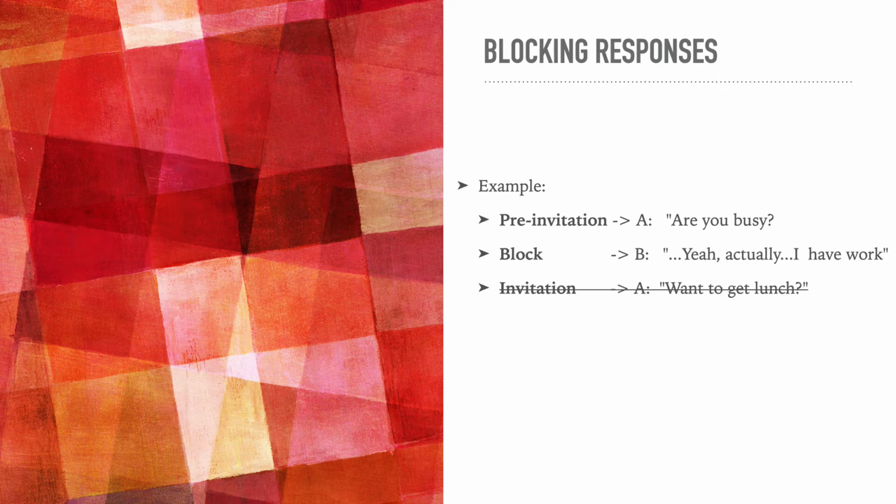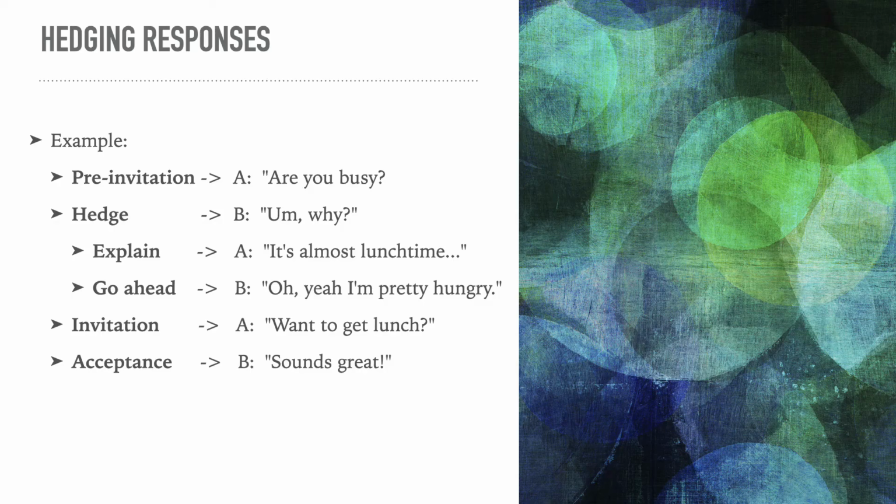A does not give the invitation because B blocked the invitation. B told A that the conditions were not met. A decided that an invitation would probably be rejected. A did not give the invitation, and no rejection happened. This is how a blocking response works. Now, there's one more kind of response. This is called a hedging response.